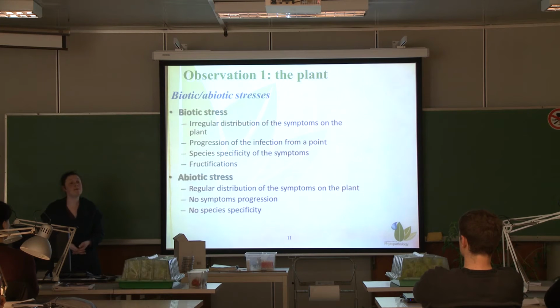And when you have an abiotic stress, you will usually have a regular distribution of the symptoms on the plant with no progression. The symptoms appear and that's all. And usually with this kind of stress, all the plant species in an area can be affected. It's not species specific.